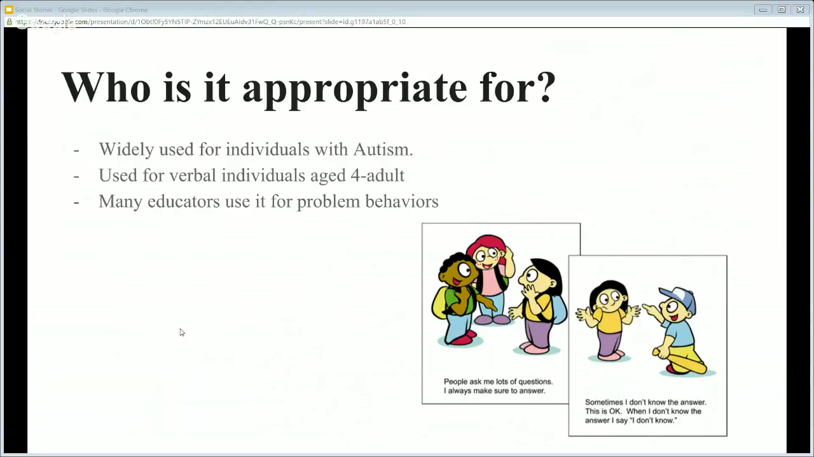They're usually aged anywhere from 4 years old to adult. There's not really a specific age range. And then also, many educators do use social stories for problem behaviors in the classroom.